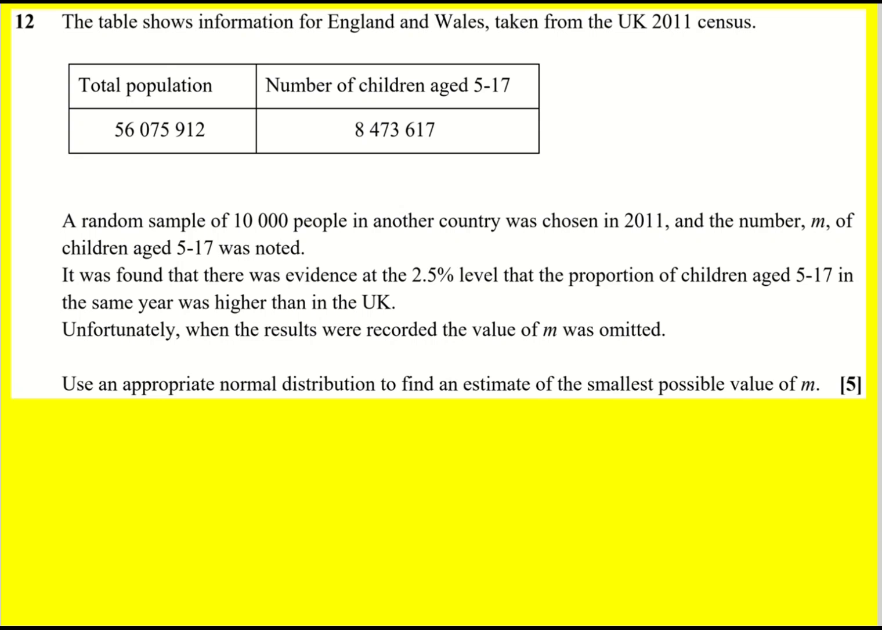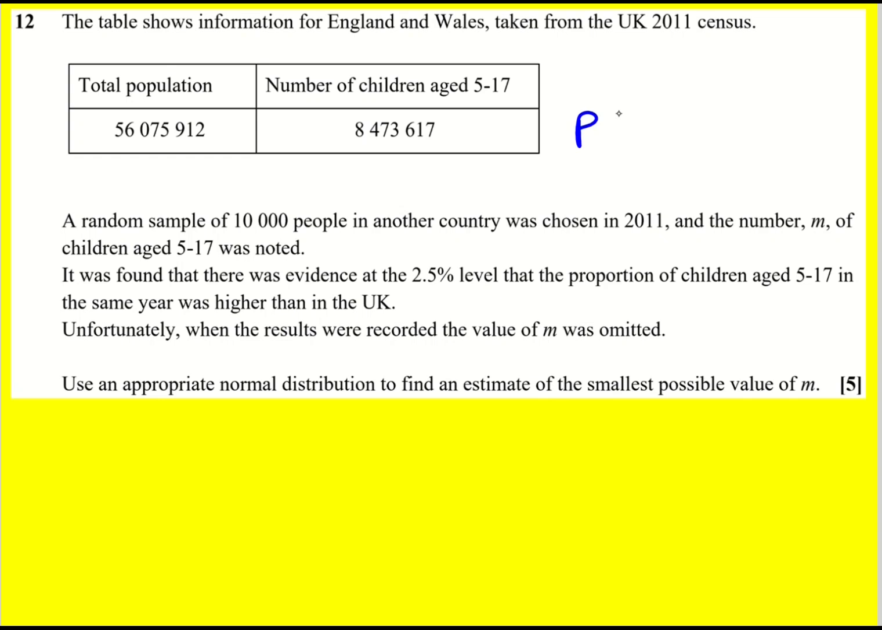But unfortunately, when the results were recorded, the value of M was omitted. So the number of children. And then we're asked to use an appropriate normal distribution to find an estimate of the smallest possible value of M that there could have been. Okay, it's quite a lot to think about here.